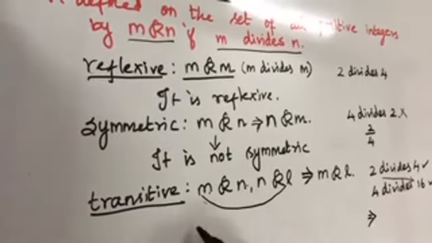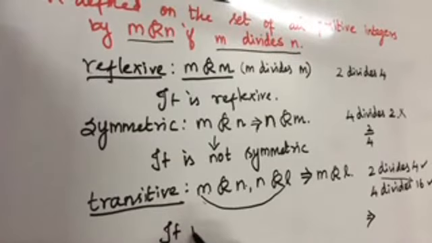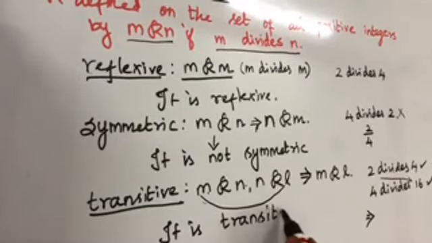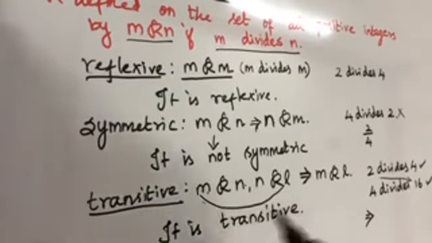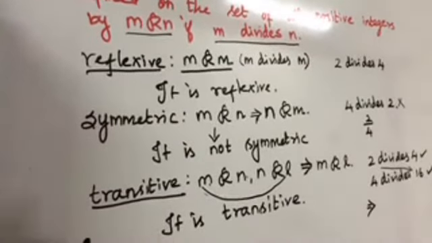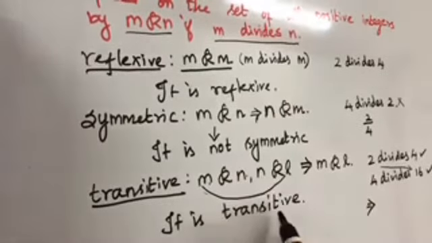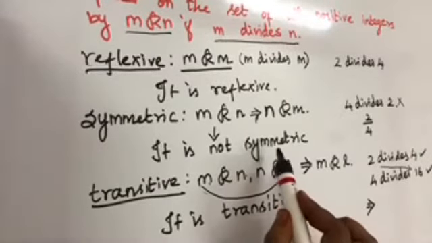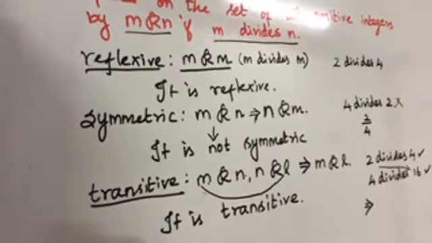Okay, so this relation is transitive. So it is not an equivalence relation. Two conditions are satisfied, but this is not satisfied. So it is not an equivalence relation.